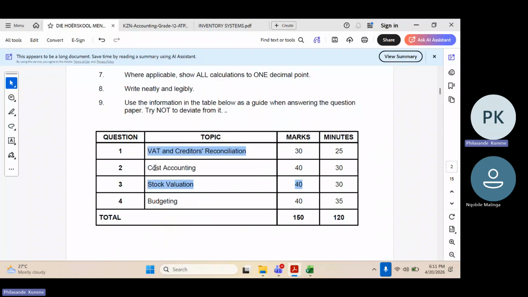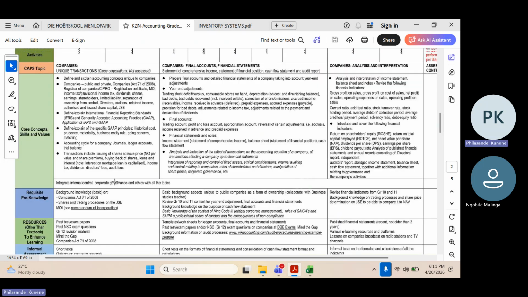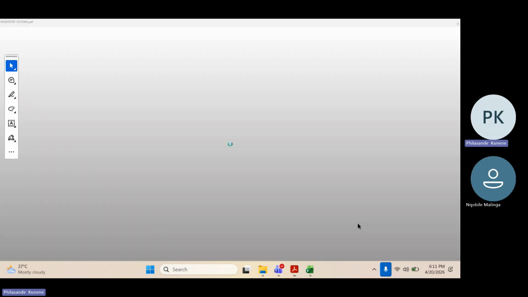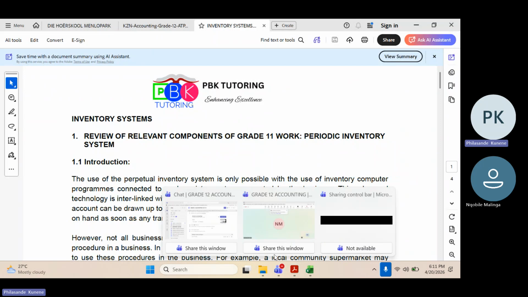Look at reconciliation after this, and then we're going to do cost accounting and budgeting later on. But we are going to start with the stock valuation. Looking at the guideline, which is the ATP, it requires us to do the inventory valuation. It's part of term 2. And then also under inventory valuation, we need to consider looking at the inventory systems, which is a periodic and a perpetual inventory. So those are the things that we're going to talk about today before we go exactly to the inventory valuation.